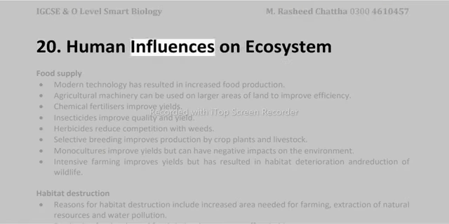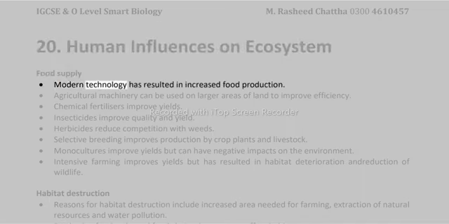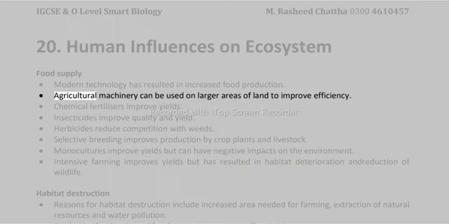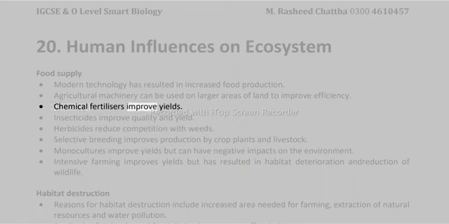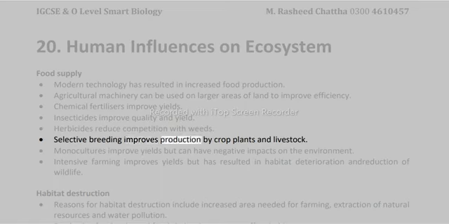20. Human influences on ecosystem. Food supply. Modern technology has resulted in increased food production. Agricultural machinery can be used on larger areas of land to improve efficiency. Chemical fertilizers improve yields. Insecticides improve quality and yield. Herbicides reduce competition with weeds. Selective breeding improves production by crop plants and livestock.